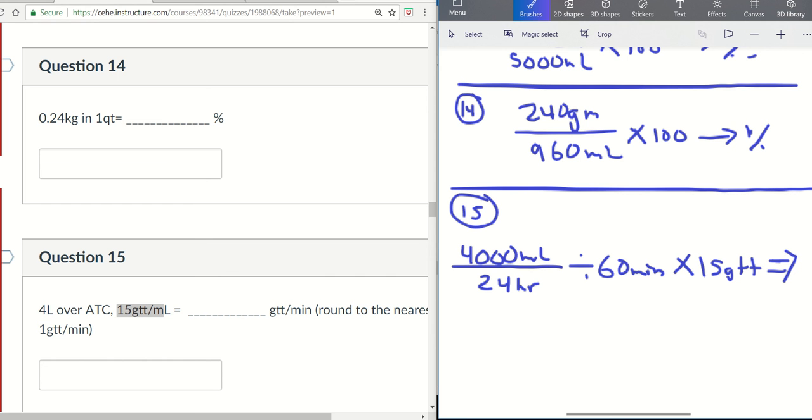42, right? Would be from 41.6. So what's your final? 42? Yeah, so it should round to the nearest drop.